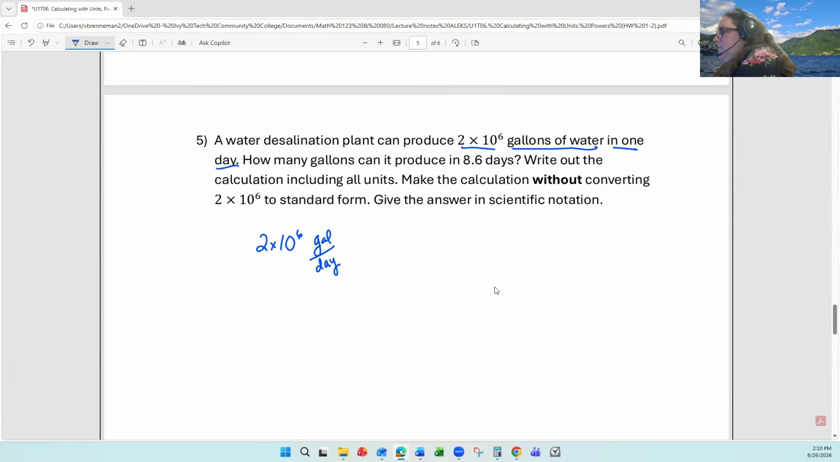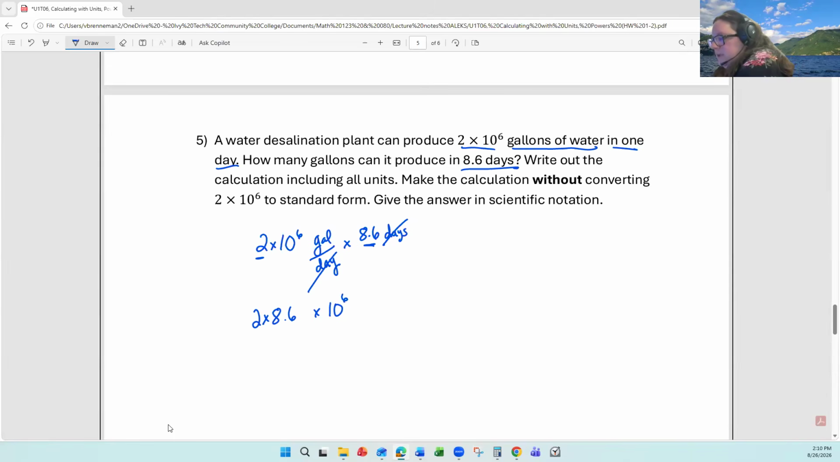And then we're looking at 8.6 days. I have a per day. I want to multiply that by days because that's what's going to make the day units go away. So 2 times 10 to the 6th times 8.6, and that will be the number of gallons. And so I'm going to take the 2 and the 8.6 and multiply those. And then I have my 10 to the 6. There's not another power of 10 to combine with it. It's just going to sit to the side.